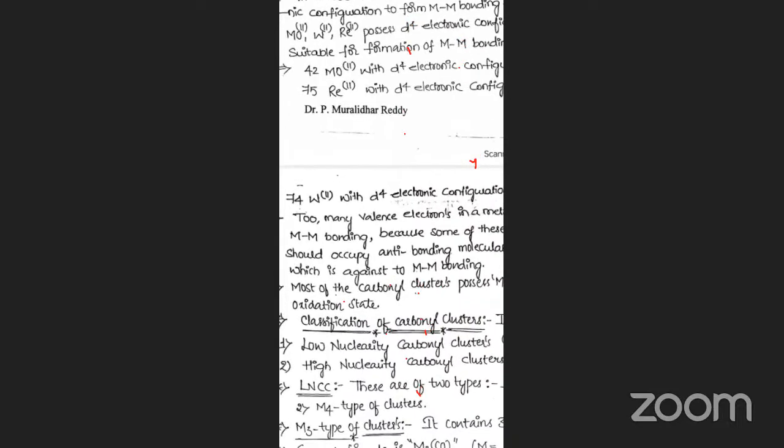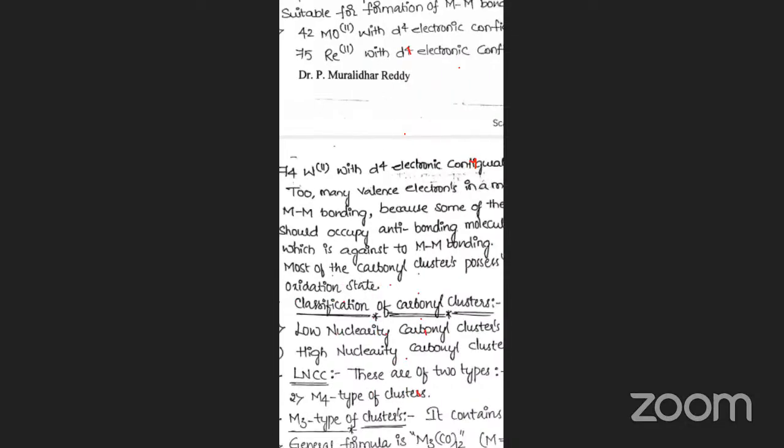So, the classification of carbonyl clusters: it is of two types. One is the low nuclearity carbonyl cluster, LNCC, and the other is the high nuclearity carbonyl cluster, HNCC. LNCC includes M3 type clusters and M4 type clusters. M1 and M2 do not form clusters; they are in monomeric form, with no metal-metal bond.